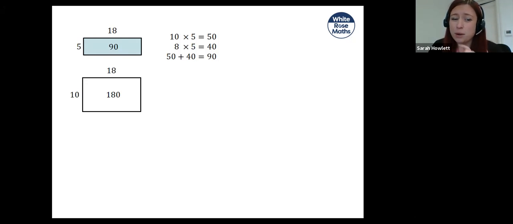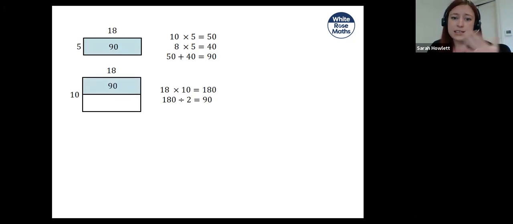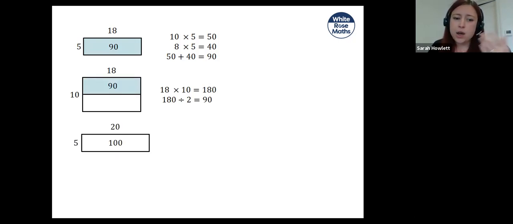Another way that I saw in the chat box as well was 18 multiplied by 10. We can see there I've got my area model and I've got my abstract alongside. So the children can make those links and see those connections. This just helps those children that have not thought about it mentally in this way, visualize it. So perhaps they might be able to use it another time. So we can see there the same result of 90.